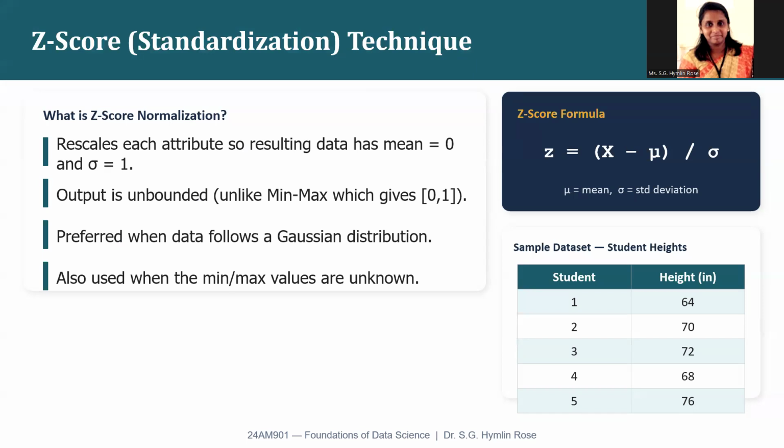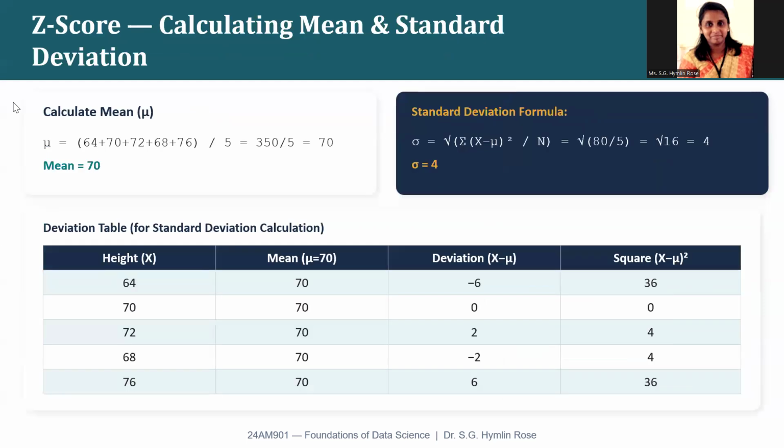Here x is the original value, mu is the mean of the feature, and sigma is the standard deviation. Take a sample data set of students' heights, given for 5 students. To apply Z-score, first take the average of the heights. So 64 plus 70 plus 72 plus 68 plus 70, divided by 5, is 70. The standard deviation formula is the square root of the summation of x minus mu, the whole squared, divided by n. We know the value of mu, so calculating that, you will get sigma of around 4.